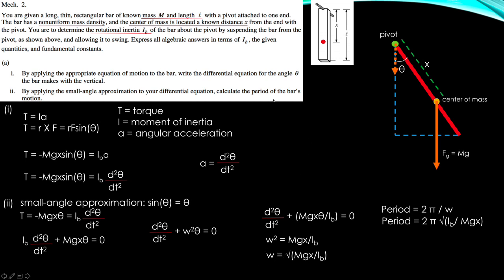And why do we want omega? It's because it's asking for the period of the bar. And the general equation for the period is equal to 2 pi over omega. So this is important to us because we can plug that in right there. And then we get a period of 2 pi times the square root of I b over mgx. So that's how you solve that problem.